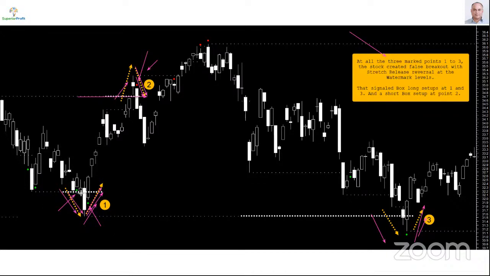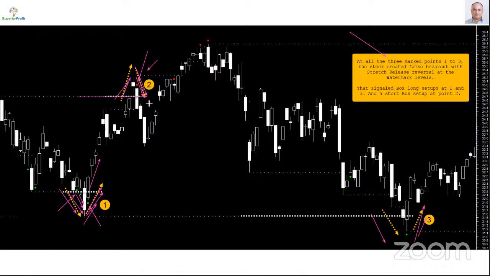Box setups are even more powerful with false breakouts. Why? Because the breakout traders have to exit, and they are exiting. In this case, short breakout traders have to exit. They have to cover. That will add to the rally. And in the upside breakout, traders bought at a high price level. They thought price is going to go up. Sometimes it may, but many times it doesn't.